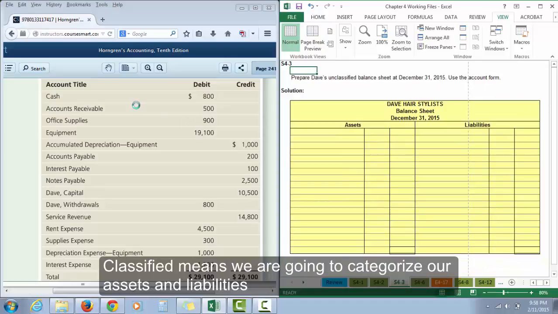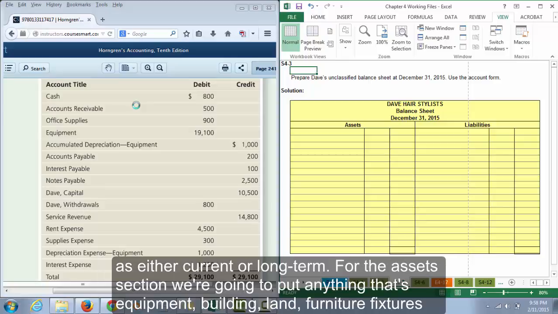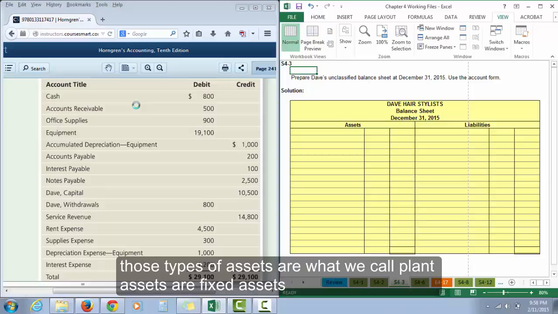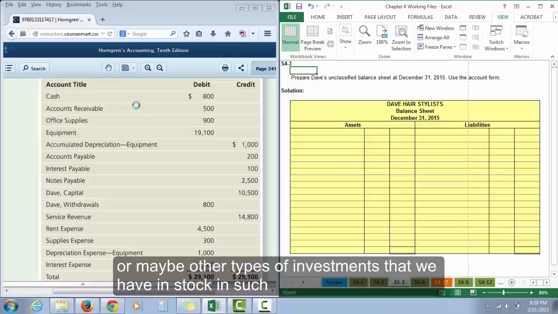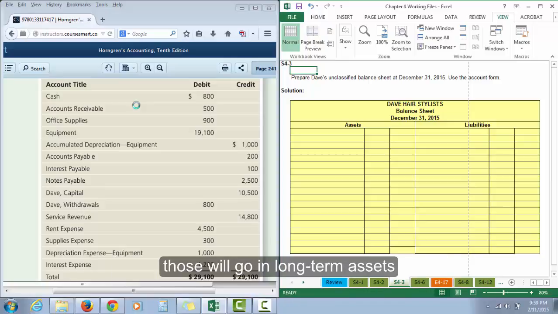And when I say classified, what that means is we're going to categorize our assets and liabilities as either current or long-term. For the asset section, we're going to put anything that's equipment, building, land, furniture, fixtures, those type of assets that we call plant assets or fixed assets. They'll be listed under plant assets. And then other items such as intangible assets, things like copyrights, patents, licenses, those will be long-term, or maybe other types of investments that we have in stock and such, those will go in long-term assets.